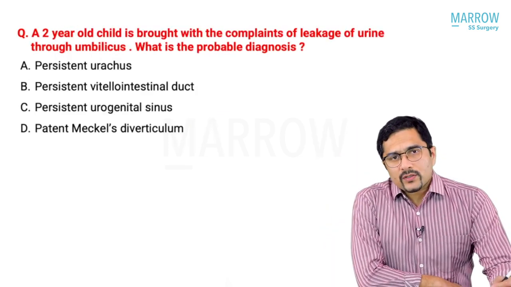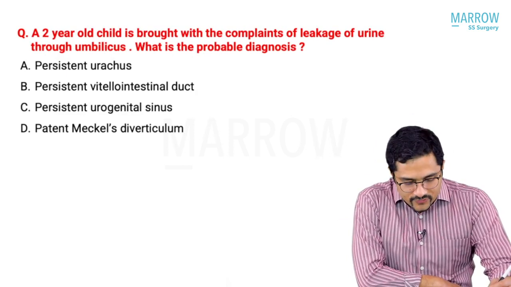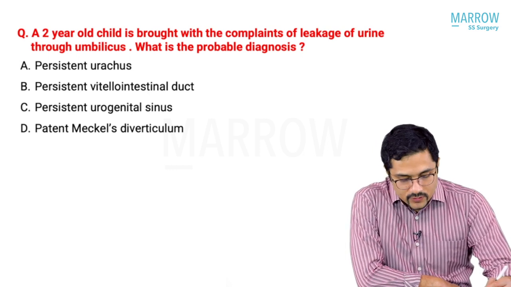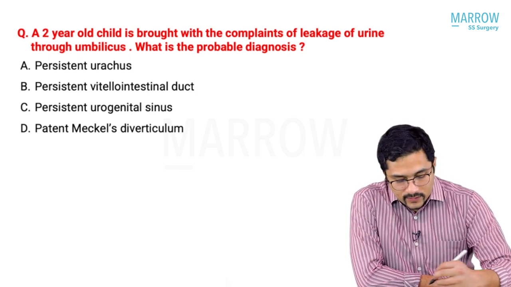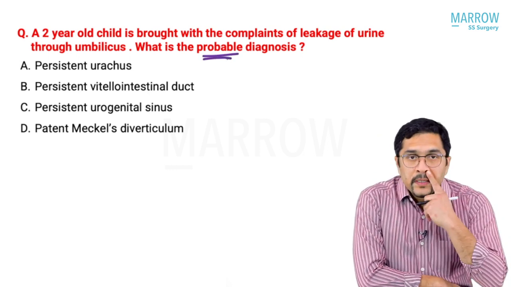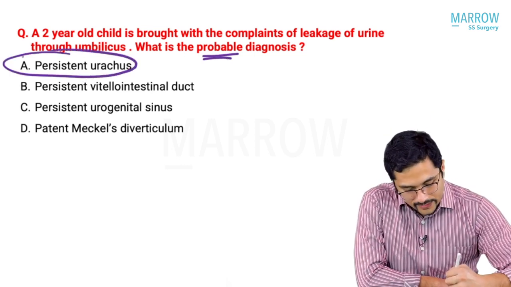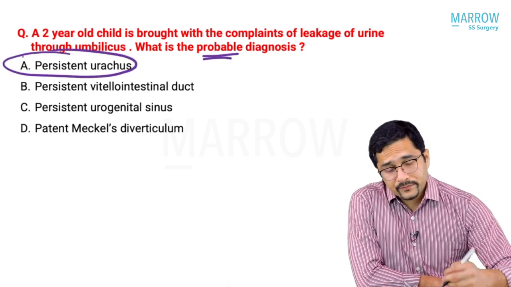So, the next question, also from pediatric surgery, was a relatively straightforward question. You have a 2-year-old child who is brought with complaints of leakage of urine through the umbilicus. What is the probable diagnosis? Urine coming out through the umbilicus is a sign of a persistent urachus.